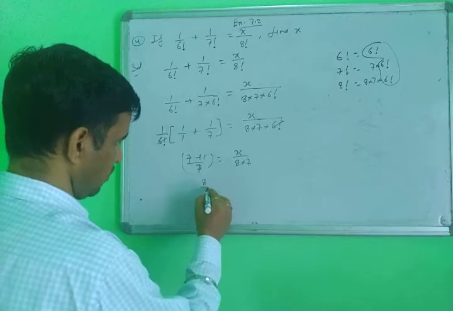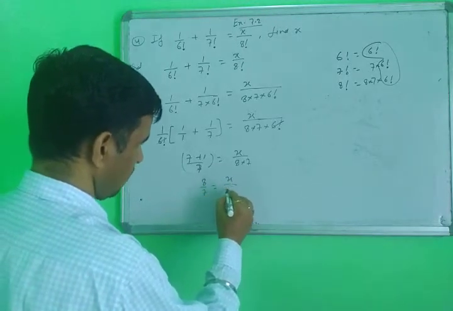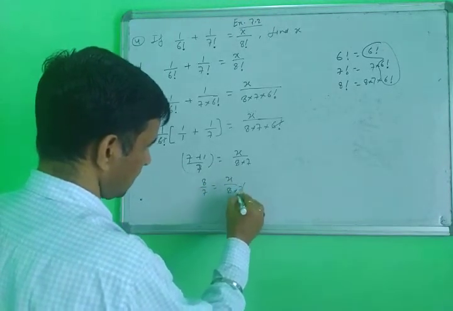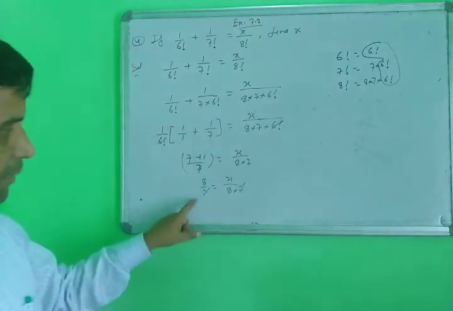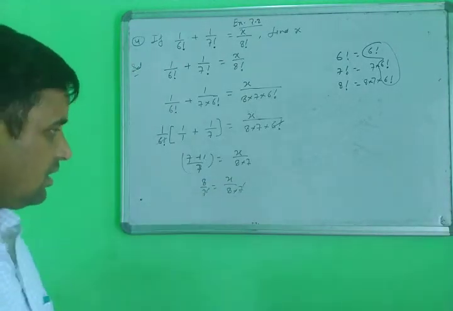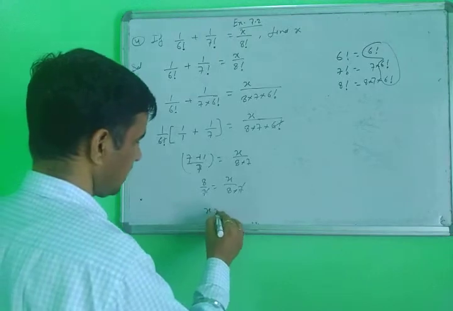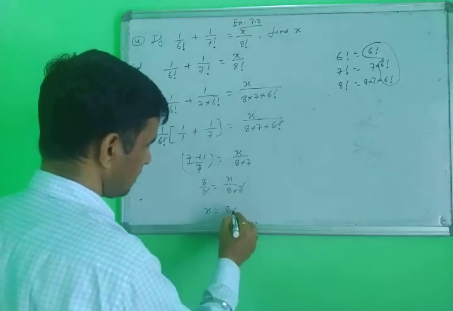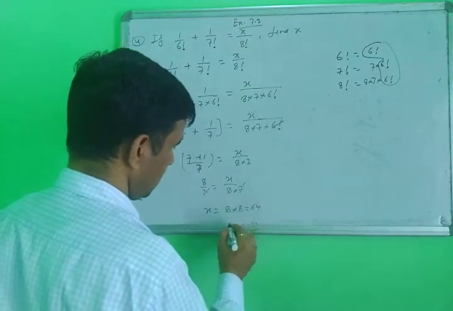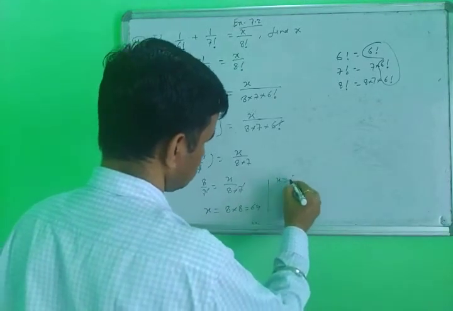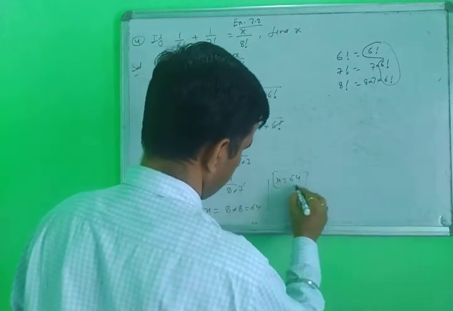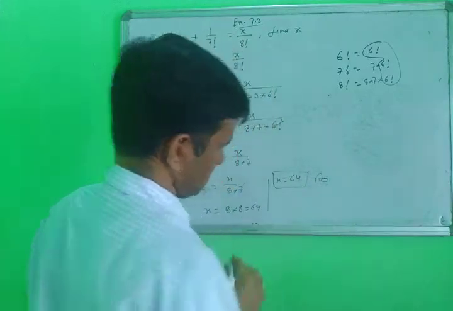So 8 upon 7 equals x upon 8 into 7, and this 7 also cancels. The opposite side value you can easily cancel here. So what is left here? Cross multiply this: 8 into 8, this answer is 64. The value of x here is 64. This is your final answer.